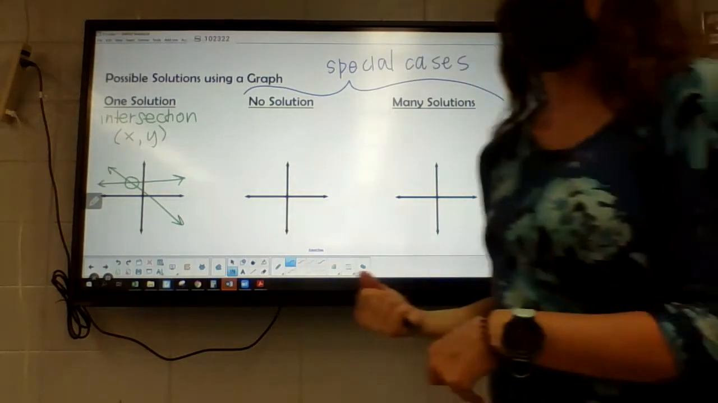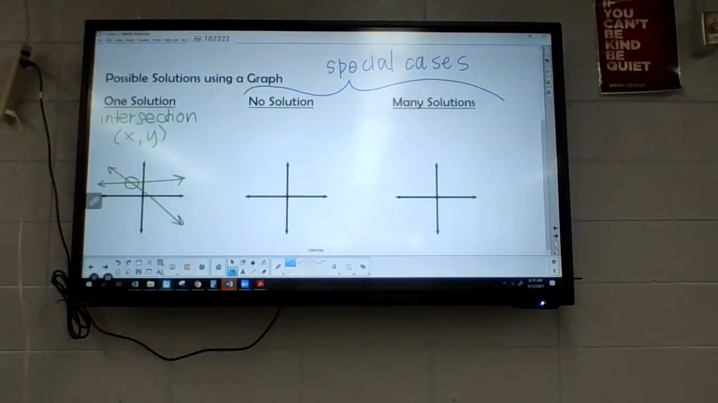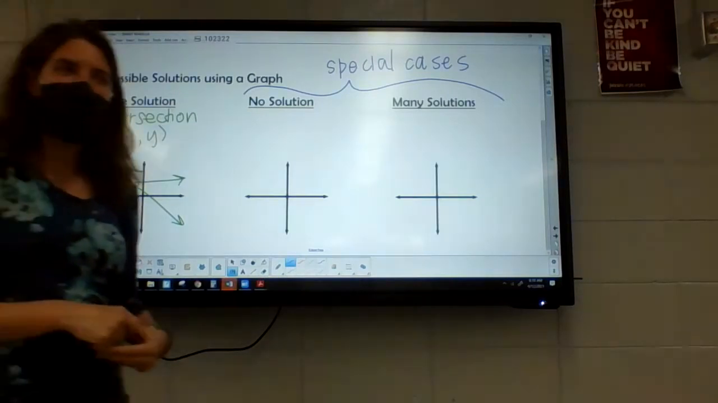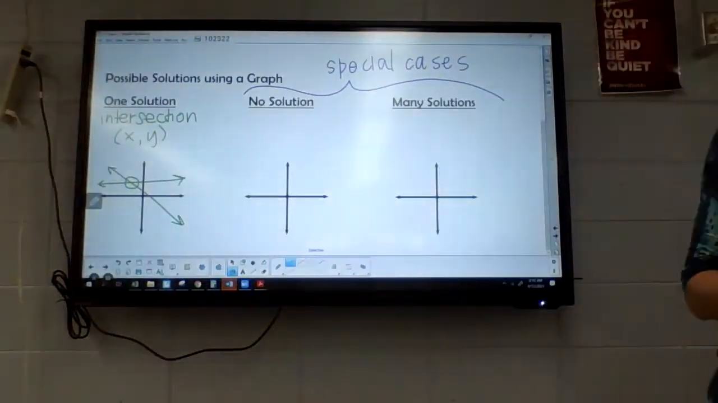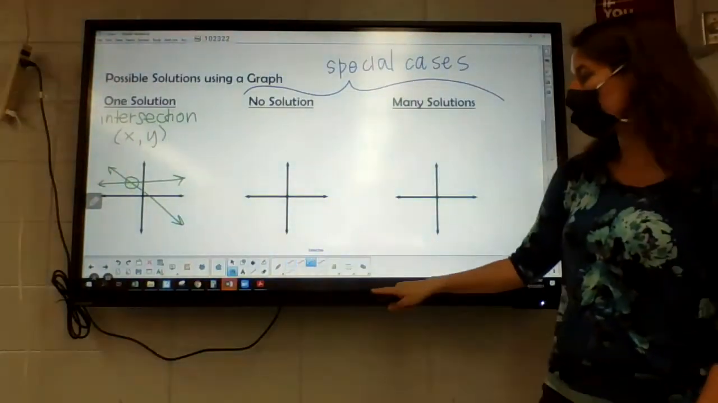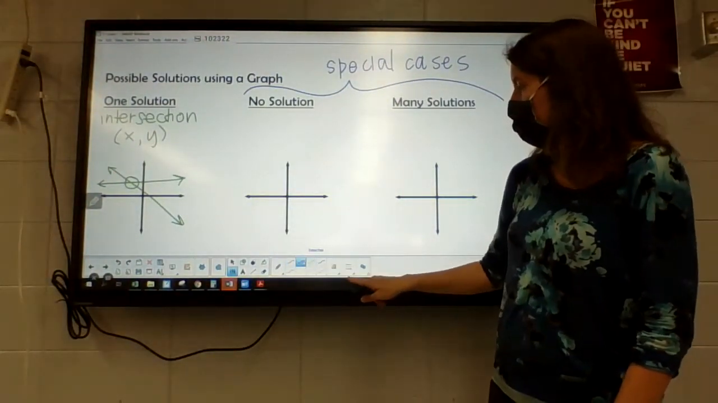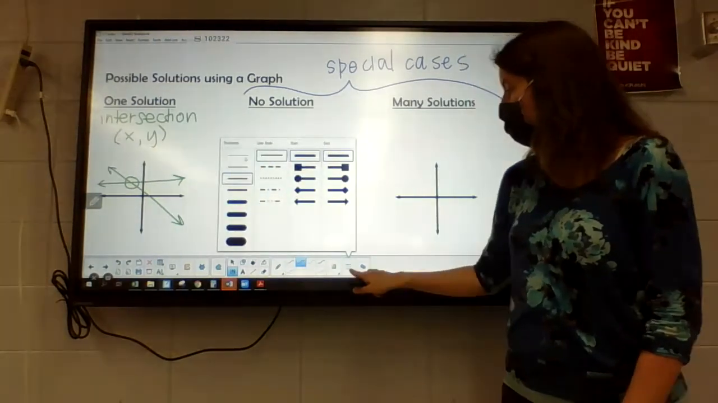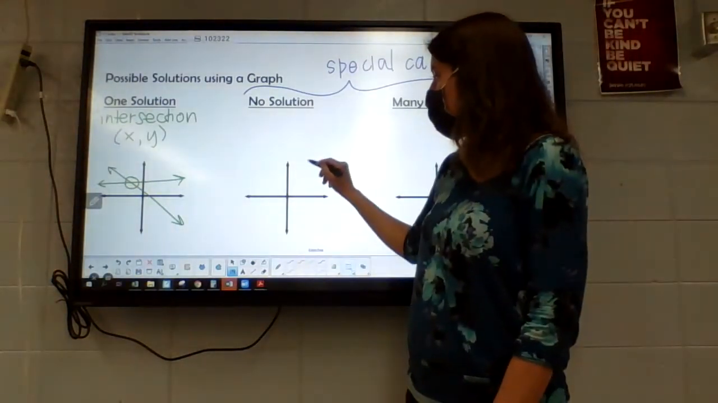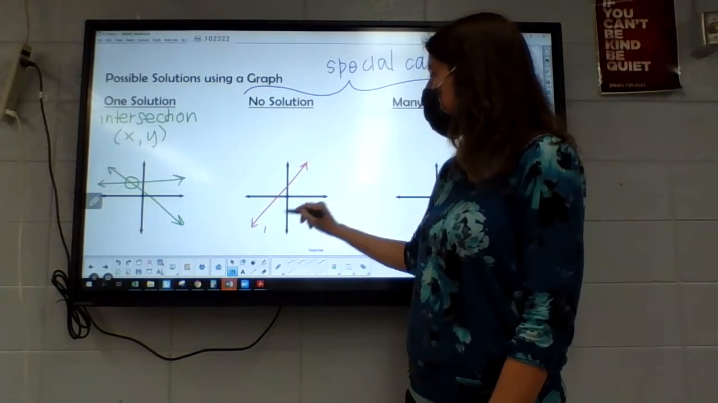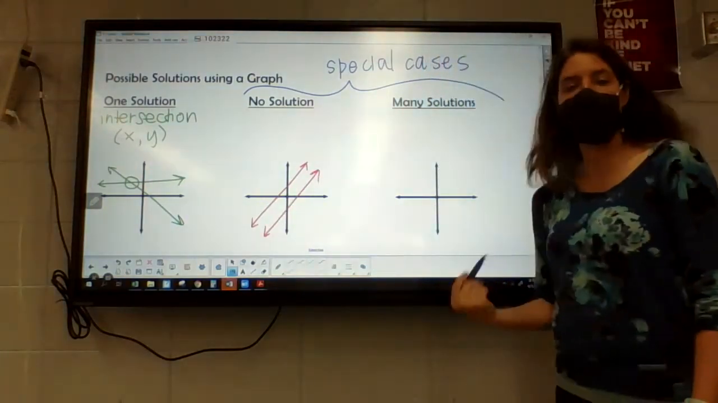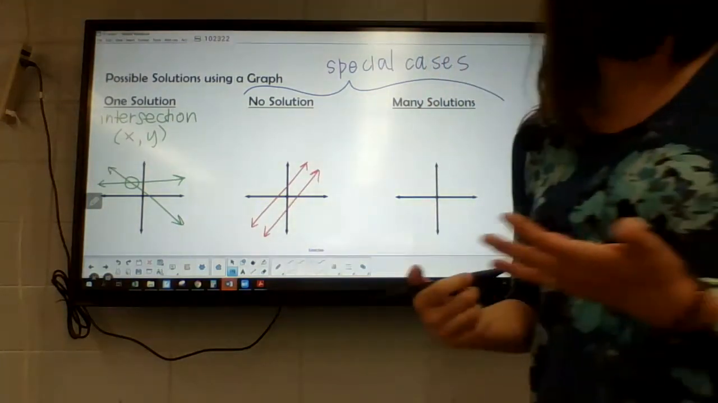Anyone have a guess on what kind of lines would give me no solution then? Based off the fact that these two lines have the solution at their intersection. Yeah, they're going to be parallel lines. So lines that are parallel are going to have no solution. So let's show that. If two lines are parallel, that means they have no solution because they never touch.